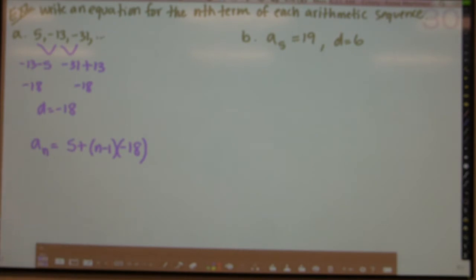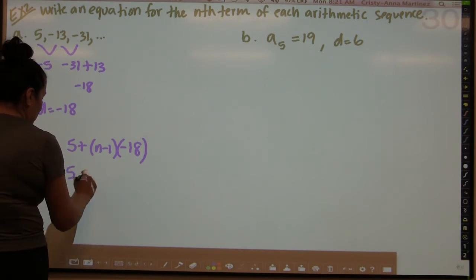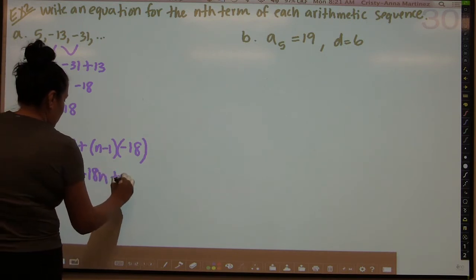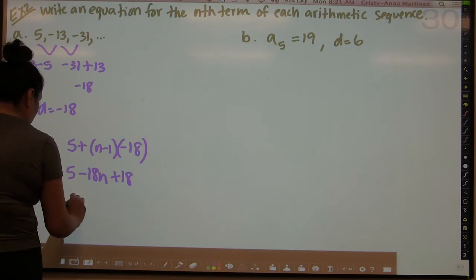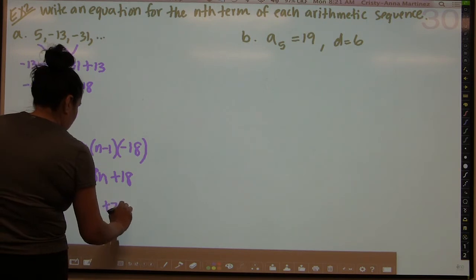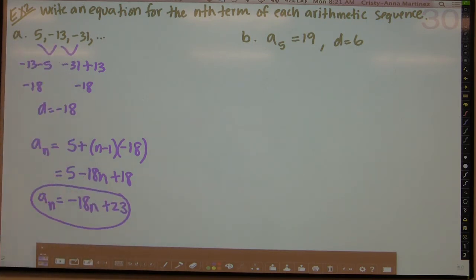And of course we can simplify that. Negative 18 times n is negative 18n, and negative 18 times negative 1 is positive 18. And then lastly, we want to combine our like terms. So we have negative 18n, and then 5 and 18 would give us 23. And so we get a sub n equals negative 18n plus 23 for our equation for our first example in part A. So now in part B, it's a little different.